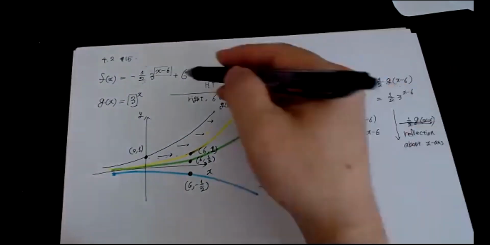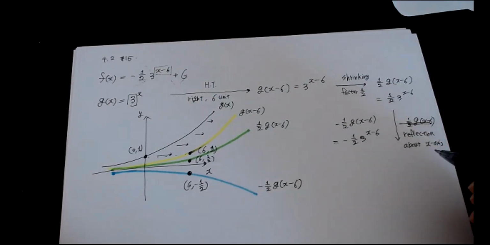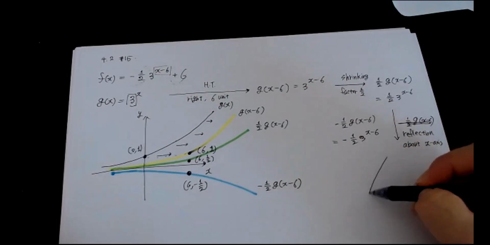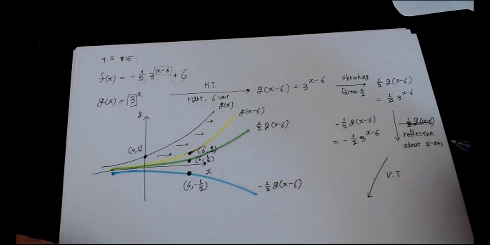And now the last one, adding 6, that's the vertical translation. So vertical translation, upward 6 units, right?